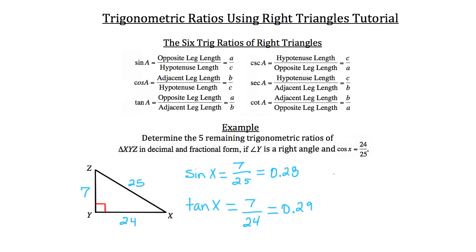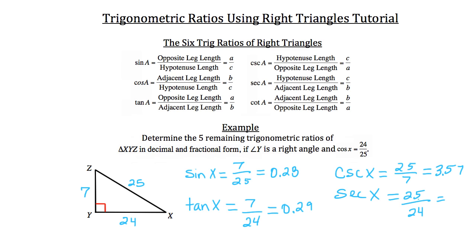Next, let's do the cosecant of angle X. So we want the cosecant of angle X, and cosecant is here, hypotenuse divided by opposite. Remember, it's the opposite of sine. So our hypotenuse is 25, and the opposite side of angle X is 7. So 25 over 7 comes out to be roughly 3.57. Now we can take the secant of X. So secant of X is equal to the hypotenuse divided by the leg adjacent to X. So our hypotenuse is 25, and our adjacent leg is 24.